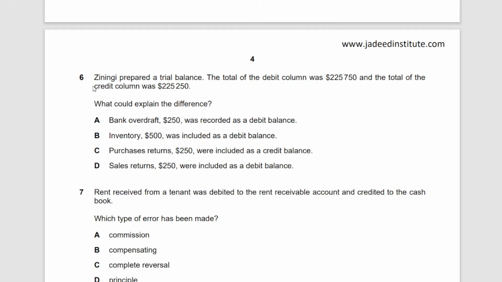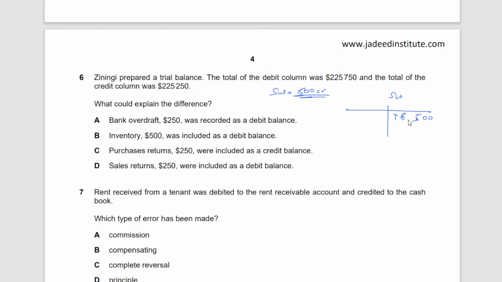Zinigi prepared a trial balance. The total of the debit column was 225,750 and the total of credit column was 250. Right? There's a difference of 500. Well, if we talk about suspense account, it would be 500 credit because that's the smaller side. If you want, you can actually solve this question by creating a very tiny suspense account. That's 500 balance, sorry, the difference on trial balance. The difference on trial balance.